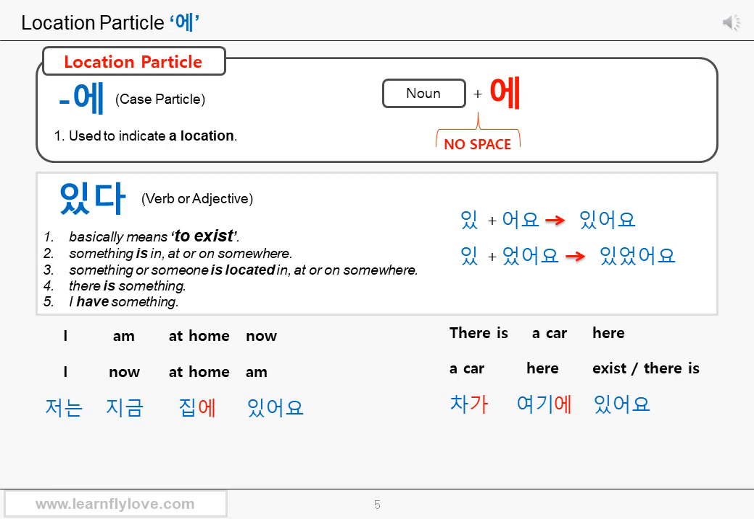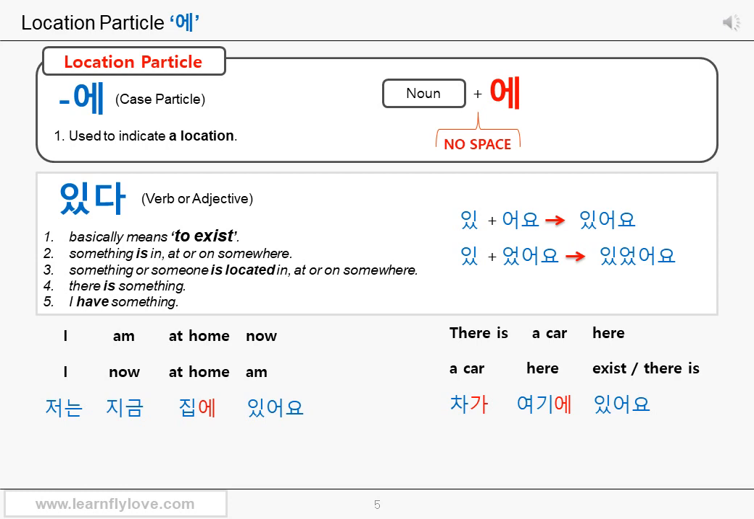Car is 차 in Korean. Let's use the subject particle 이가 this time rather than the topic particle 은는. Why? Because if you use the topic particle 은는 here, it will provide a nuance of comparing, which is unnecessary in this situation. Depending on the context, of course, you can use the topic particle 은는 too.